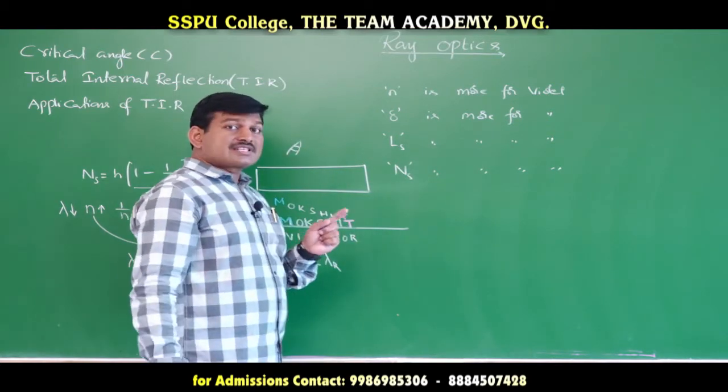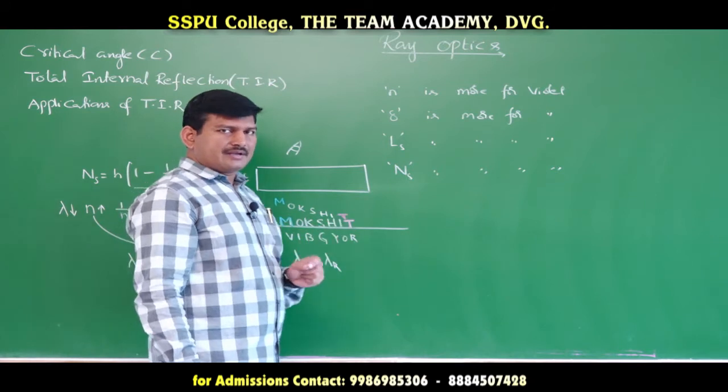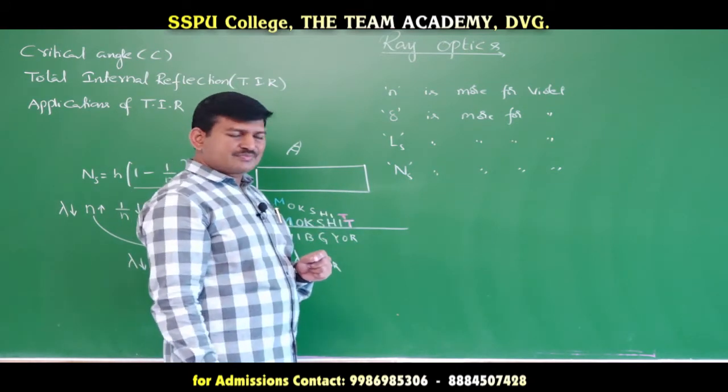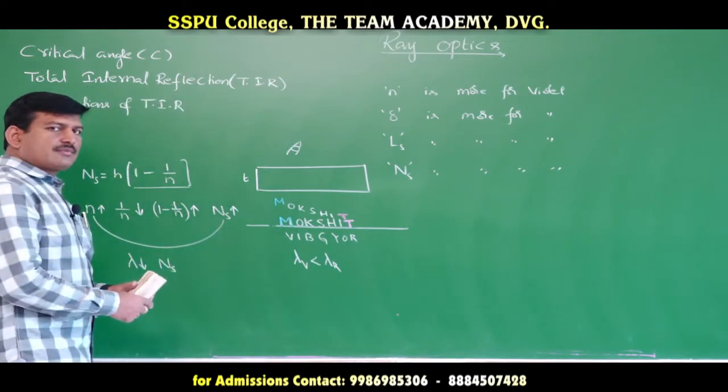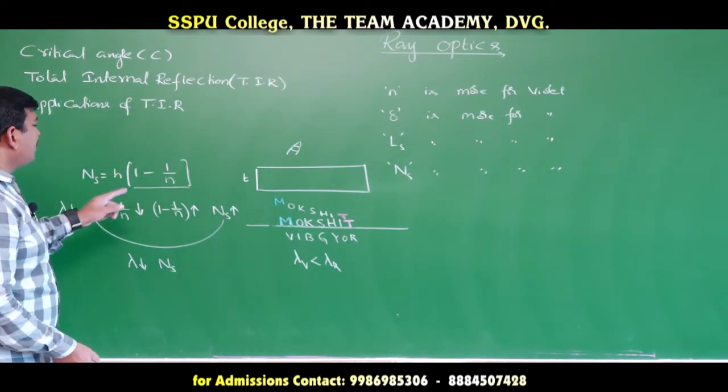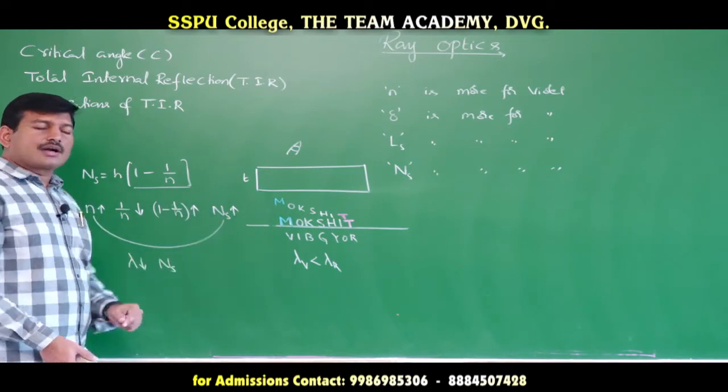But which color will have more speed? Red color will have more speed. This is about the dependence of normal shift on the color of light.